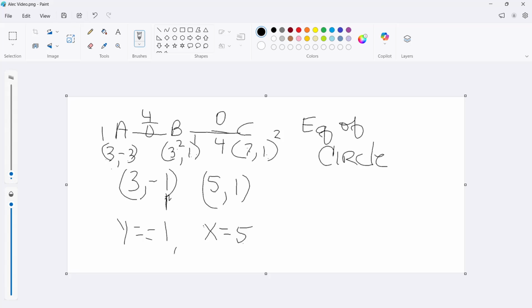So where do those two lines cross? If you draw them on the coordinate plane, you will see that they cross at 5, negative 1. Well, I don't know why I got a double negative there. Y equals negative 1. Okay, 5, negative 1.